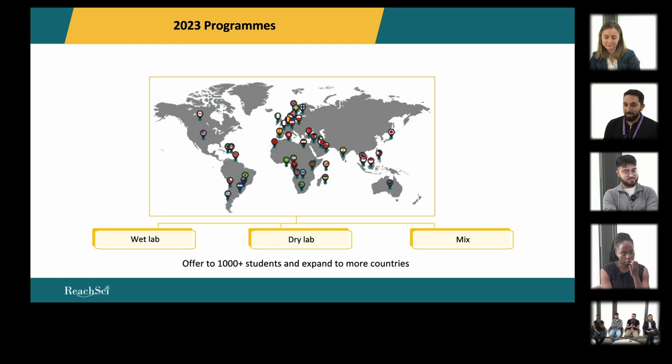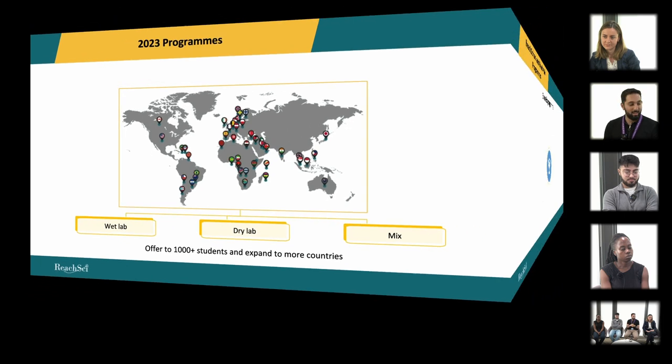And next year, we are aiming to go bigger. We've now reached more than 200 students around the world. Next year, we're aiming to reach more than 1,000 and offer a different variety of projects. So we will offer wet lab, dry lab, mixed, office-based, and so on. And there are also other things. So we expanded a lot more.